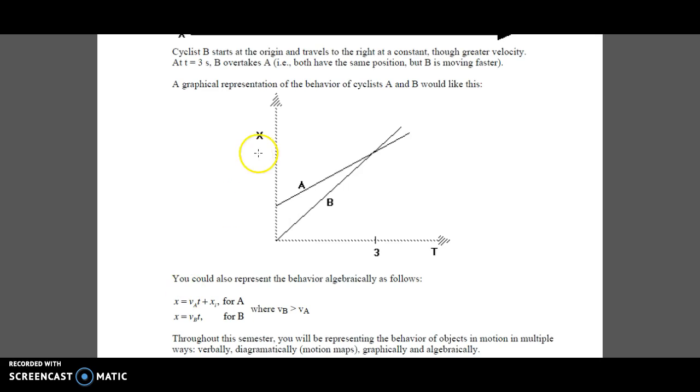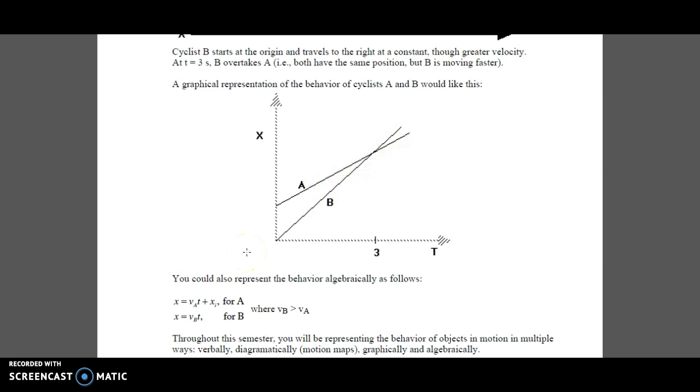So the y becomes x because it's the position, it's the y-axis. The m becomes vA, the speed of car A, or line A. The x becomes t because the x-axis is now t. And the b becomes xi, the starting position for line A. For car B, there is no xi, there's no starting position, it starts at the origin. And vA becomes vB because now it's the speed of car B.